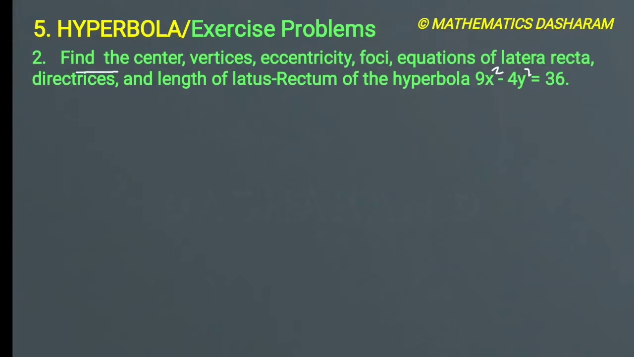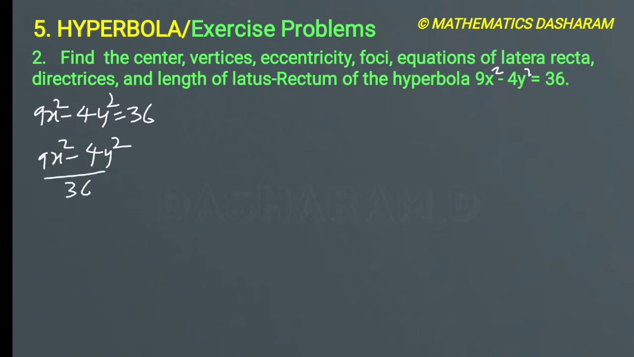Second question: find the center, vertices, eccentricity, foci, equations of the latera recta, directrices and length of a latus rectum of the hyperbola 9x² − 4y² = 36. Convert the given equation into standard form, so 9x² − 4y² divided by 36 equals 1. Split into two fractions.